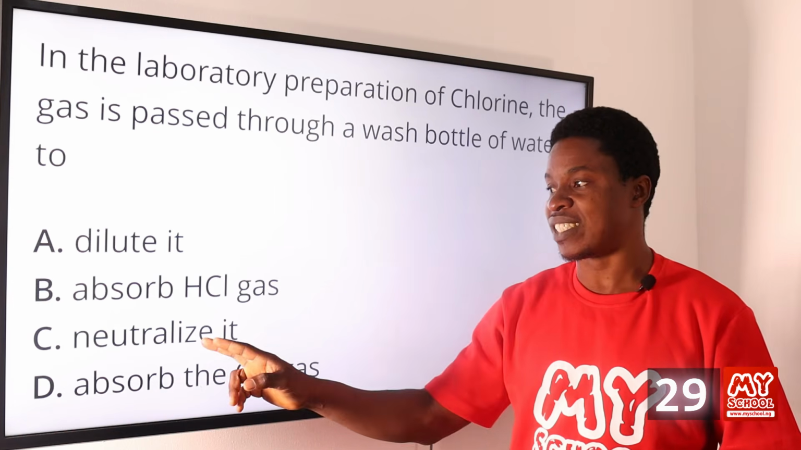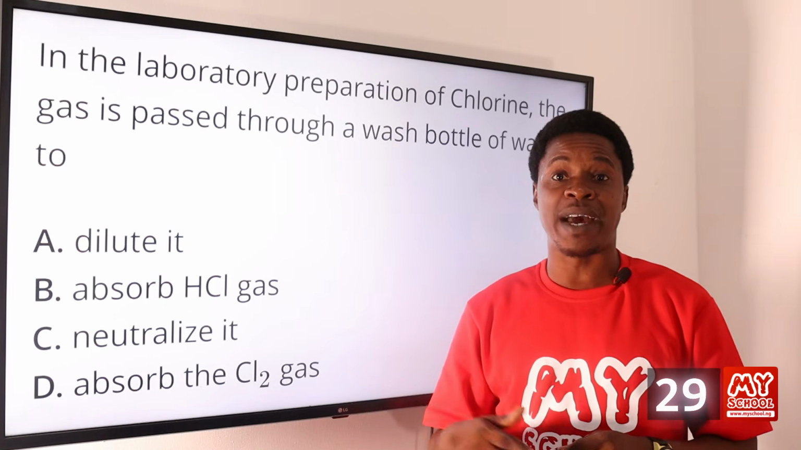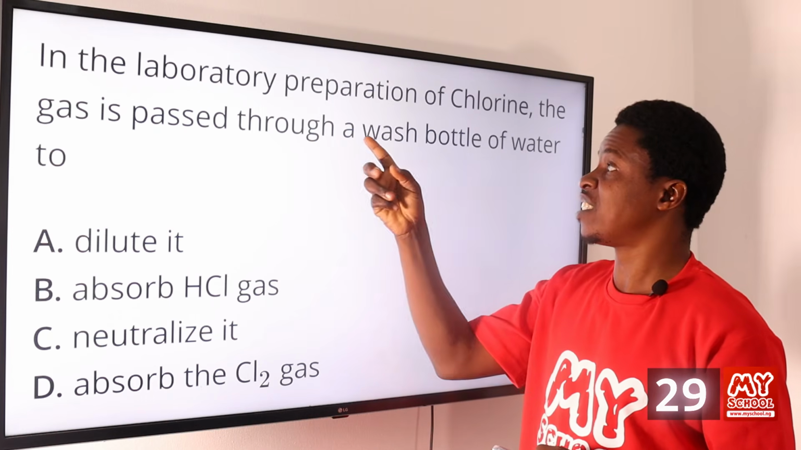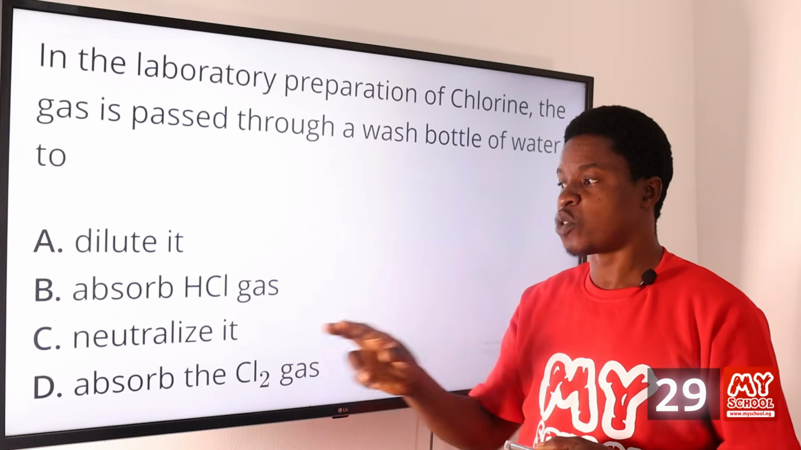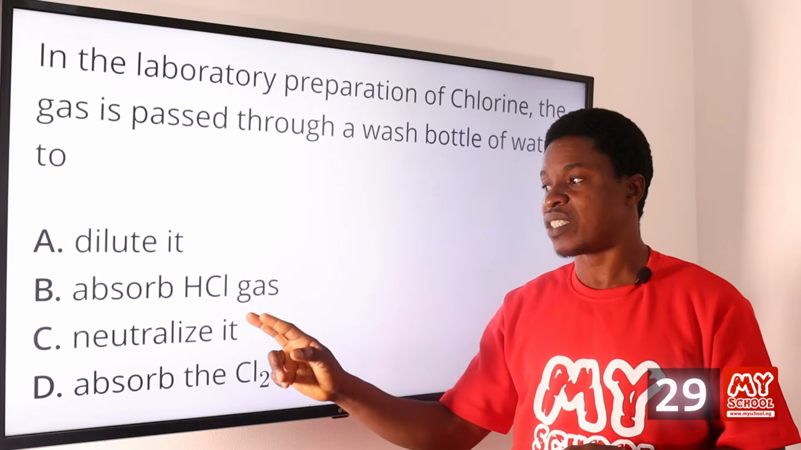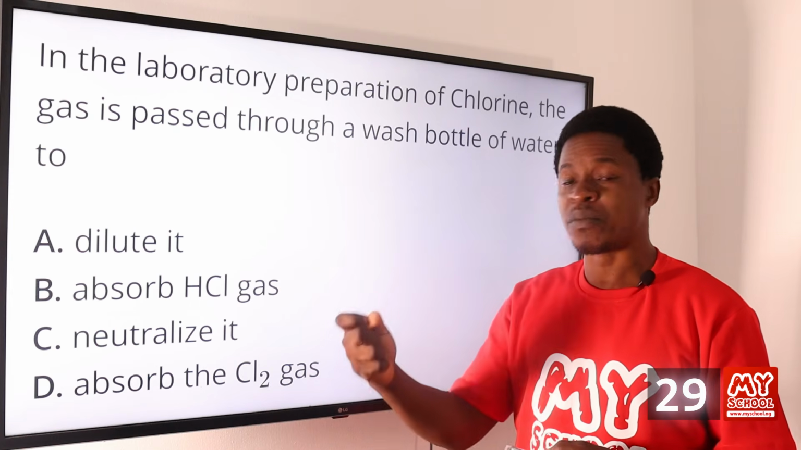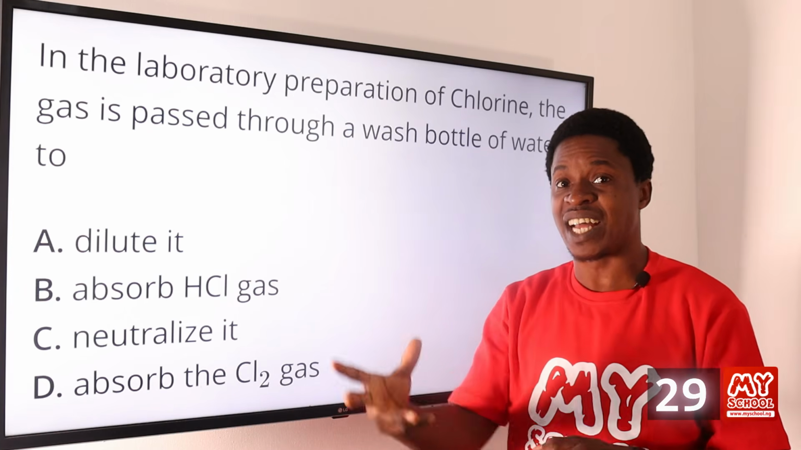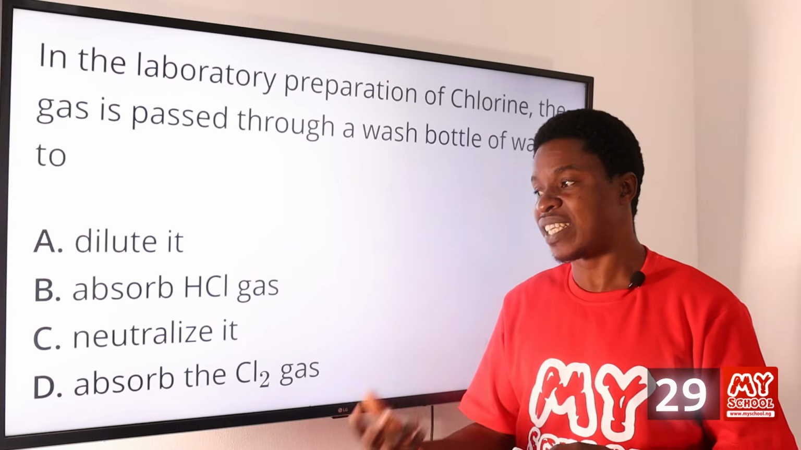Option C says neutralizes it. Yes, even though HCl can actually be neutralized by a base, the reason why we pass it through the wash bottle is not to neutralize it, it's not to dilute it, but it is to what? To absorb it so that the impurity can be removed. And the only way to remove the impurity is to what? To absorb, pass it through the wash bottle water so that it can be absorbed in it. It can absorb the gas and change it to water, and then it can be removed.